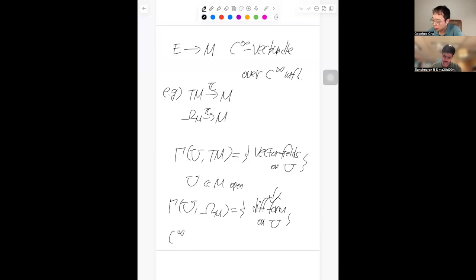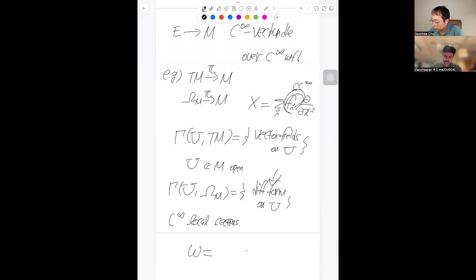It should say smooth local sections, in the sense that if we describe a vector field, we should write it as the sum of a_i ∂/∂x_i with the corresponding functions, and these data are smooth. That's the meaning of smooth sections. And a differential form, say omega, should also be written as a sum of h_I dx_I, and these are just smooth. That's the meaning of a smooth section for these examples.